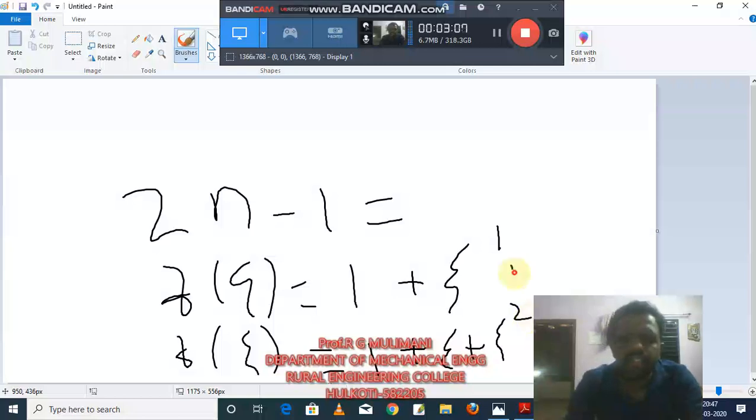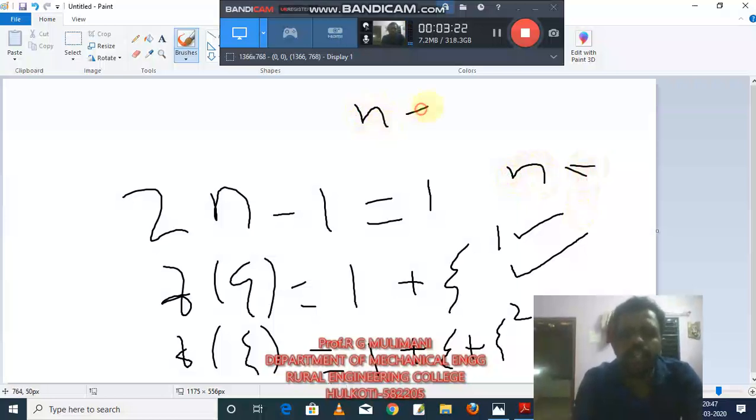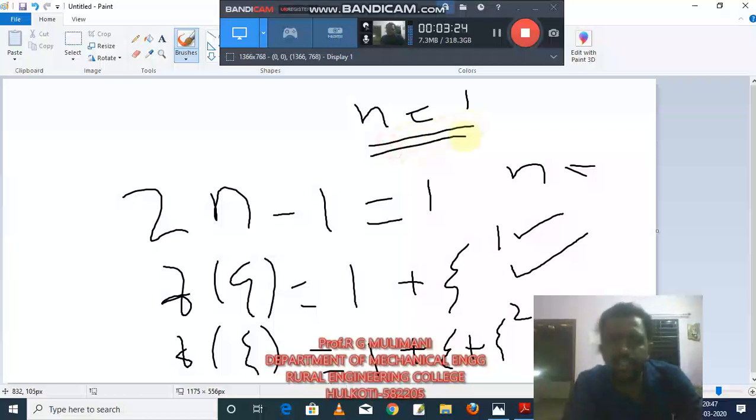If you consider this equation, the order is 1. So when you are using 2n minus 1, that is equal to 1. So 2n is equal to 2, so n value is 1. If n is equal to 1, we are going to use the 1 point formula.